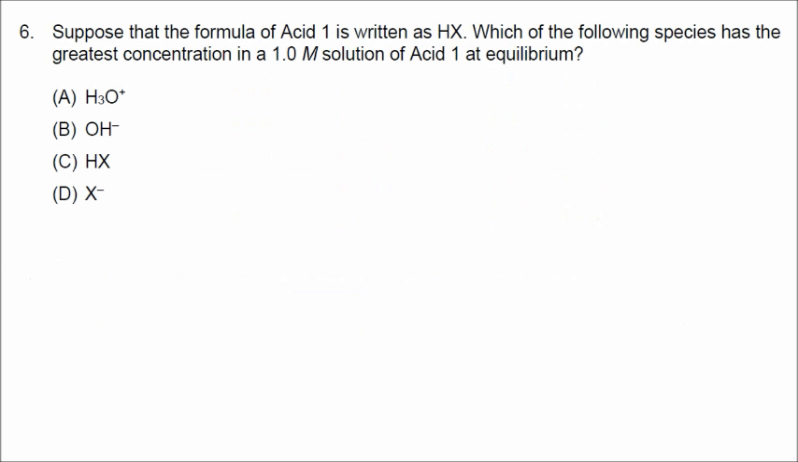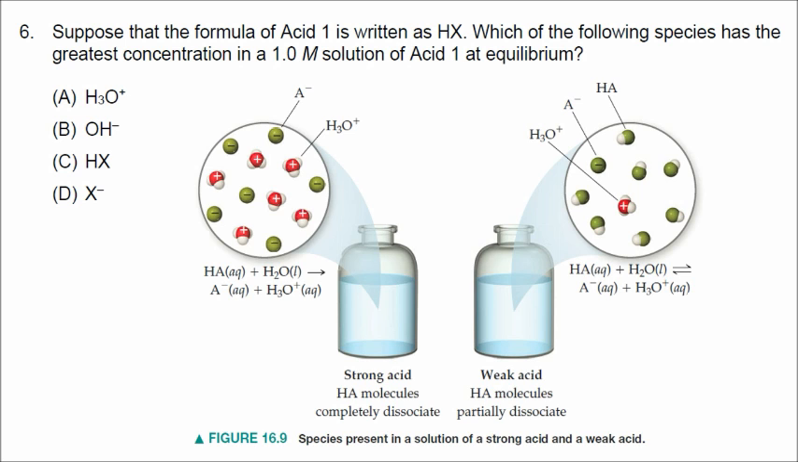Now suppose that acid 1 is written as HX. Which of the following species has the greatest concentration in a 1 molar solution of acid 1? So acid 1 is a weak acid, and as you can see in this particle diagram, a weak acid has molecules that only partially dissociate. So the majority of the molecules have not lost their hydrogen ion. That means that HX is going to be in the greatest concentration. So the correct answer is C.